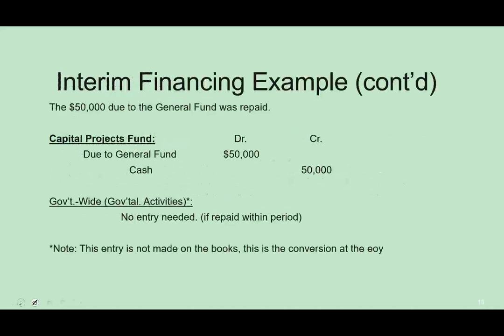Okay. So the 50,000 due to the general fund was repaid. When they repay the money, the capital project fund will debit the payable, due to general fund, and credit cash. The general fund will debit cash 50,000 and credit due from capital project fund, which is a receivable, 50,000. Okay.